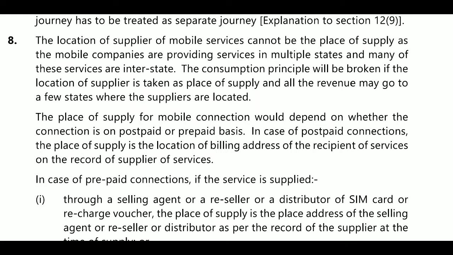It cannot be the place of supply, as the mobile companies are providing services in multiple states, and many of these services are interstate. If the supplier is located in only one place but providing services for different states, then if we take the location of the supplier, the amount will go through only one state. So it is not correct. The location of the supplier will not be taken. In this case, the consumption principle will be broken.